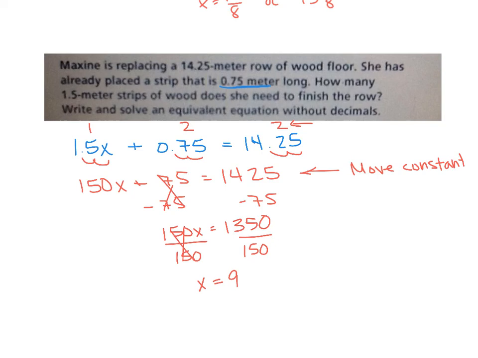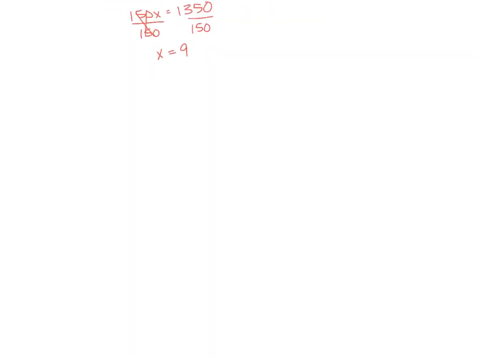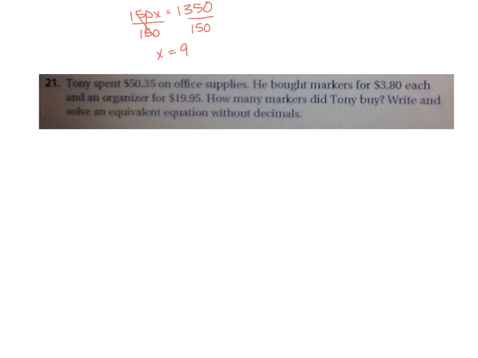And now if you want to do another problem, I'm going to do number 21, which is in your homework. So if you want to pay attention, you get one of your homework questions done. So Tony spent $50.35 on office supplies. He bought markers for $3.80 each and an organizer for $19.95. How many markers did Tony buy? Write and solve an equivalent equation without decimals.